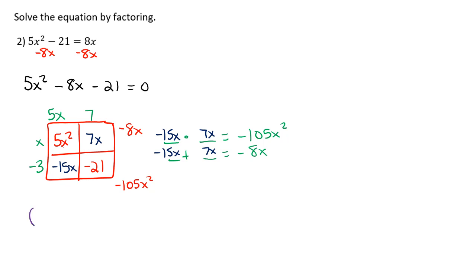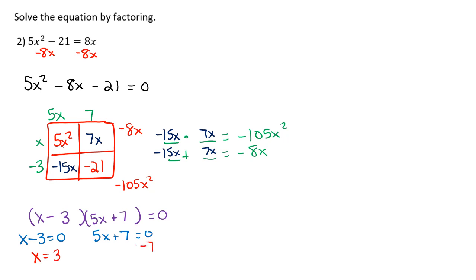So now I'm going to simply write the factors. Once again, this is all going to equal 0. So x minus 3, 5x plus 7. Using our zero product property, we'll have x minus 3 equals 0, 5x plus 7 equals 0. We're going to solve the equation by adding the 3 over. When we do, x will equal 3. We're going to minus the 7 over.